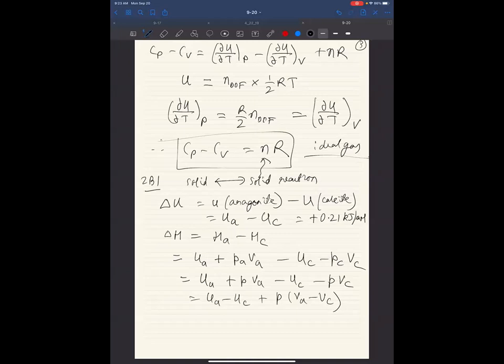And this is delta U, right? We have already been given that delta U is UA minus UC. So we are getting a relation between delta H and delta U. Delta H is equal to delta U plus pressure multiplied by VA minus VC. And note, I haven't assumed any ideal gas behavior so far, right? This is exact. I have not assumed PV is equal to NRT.